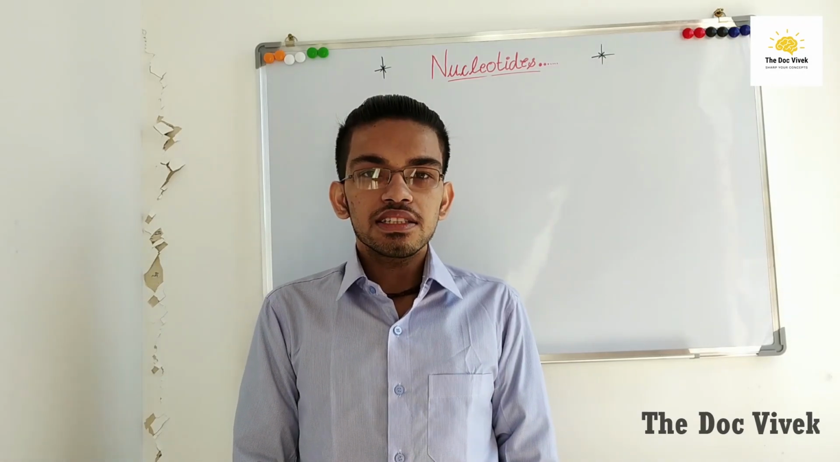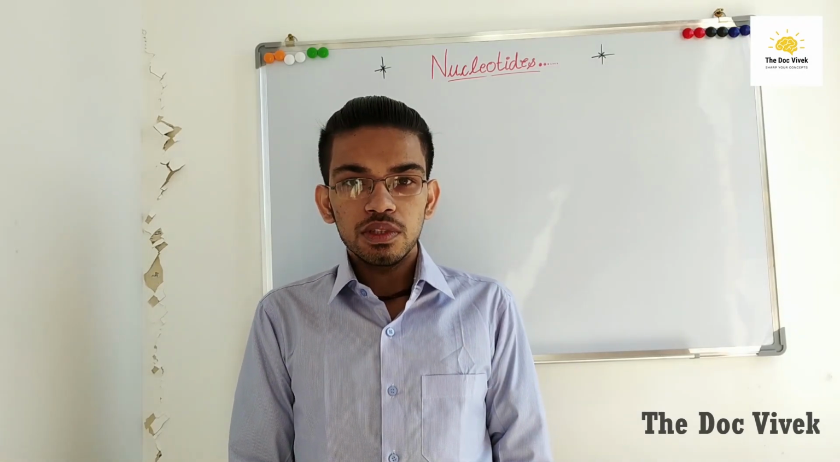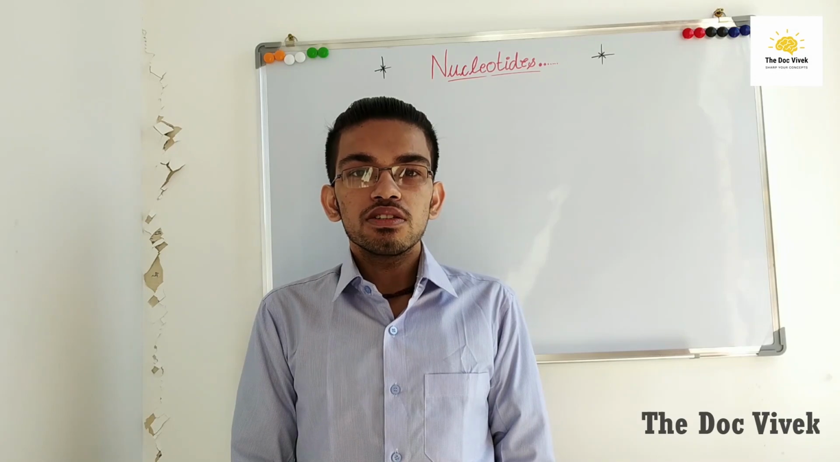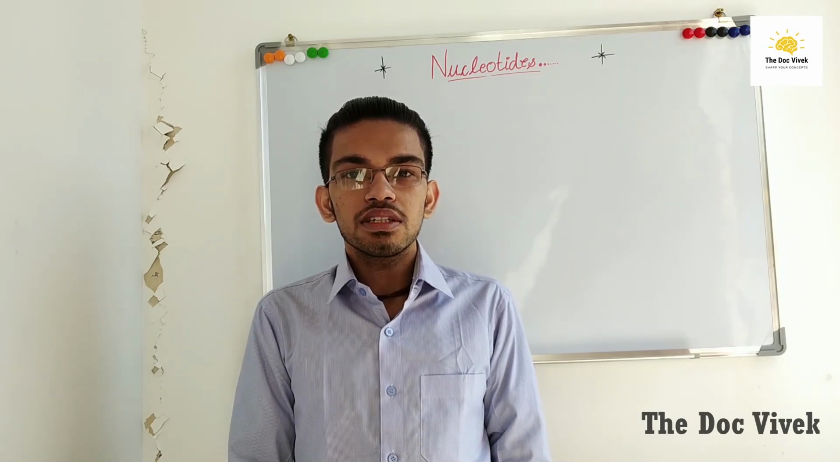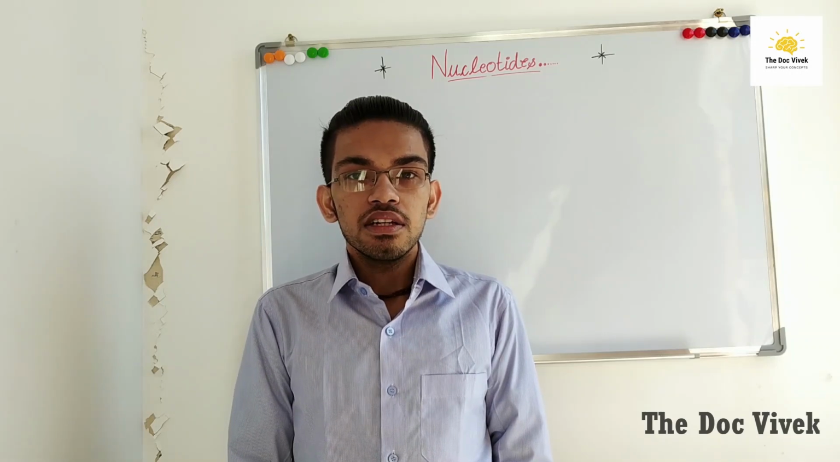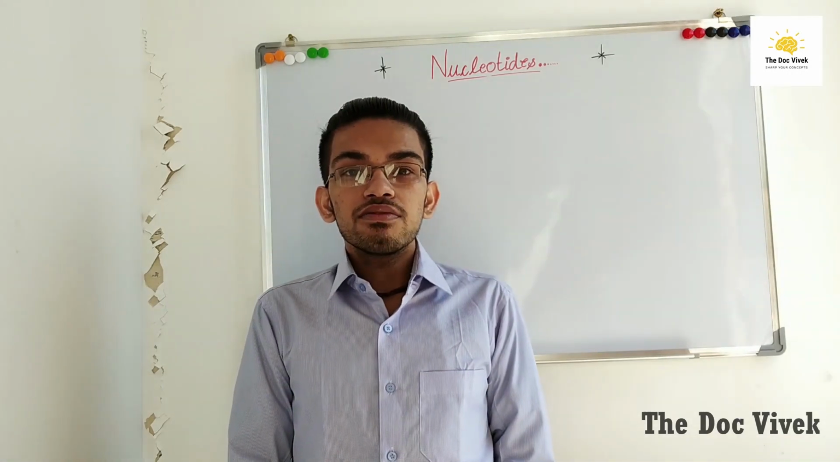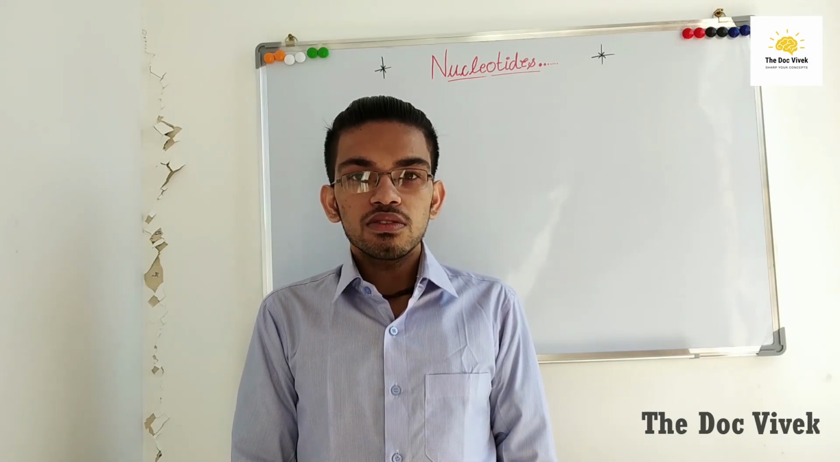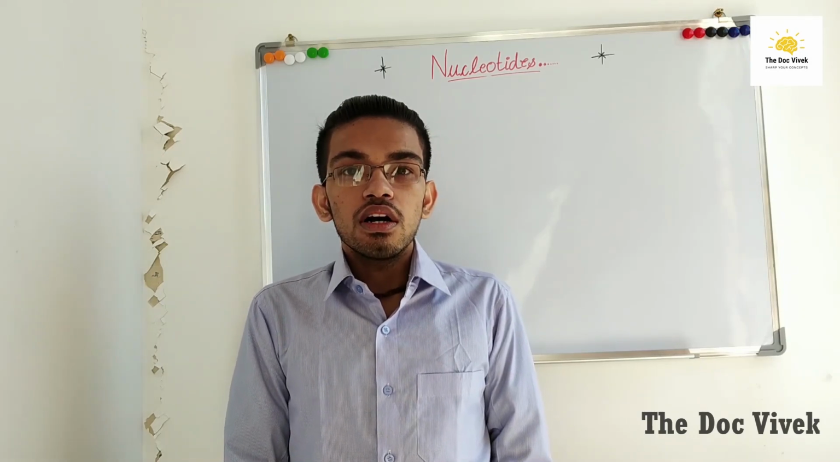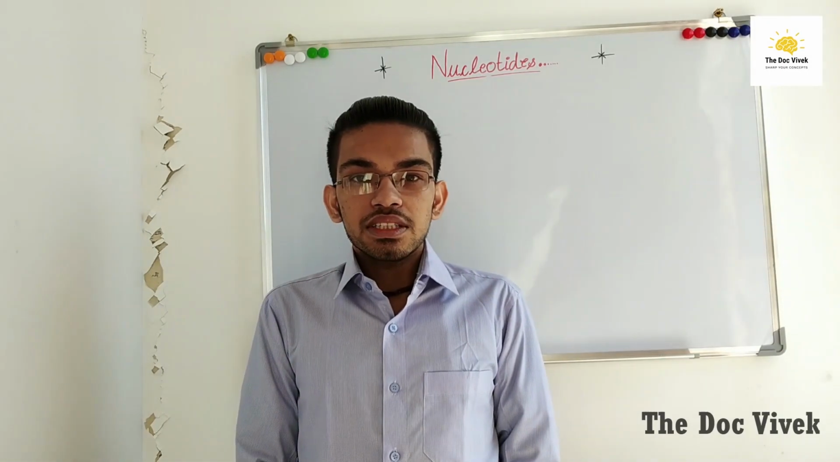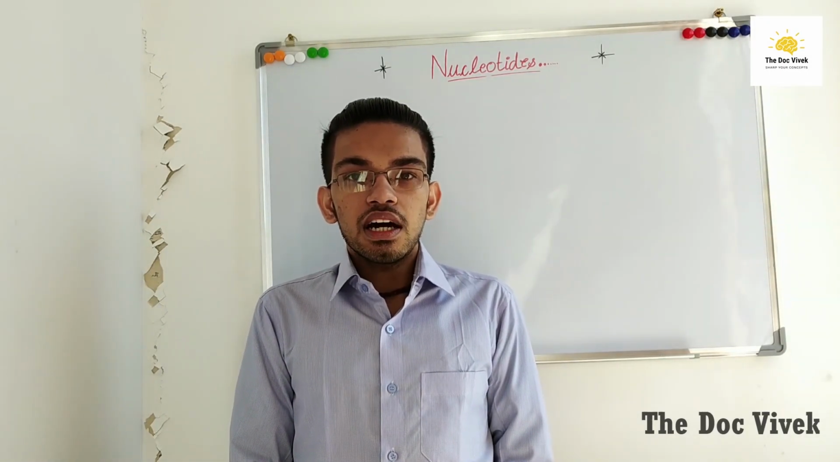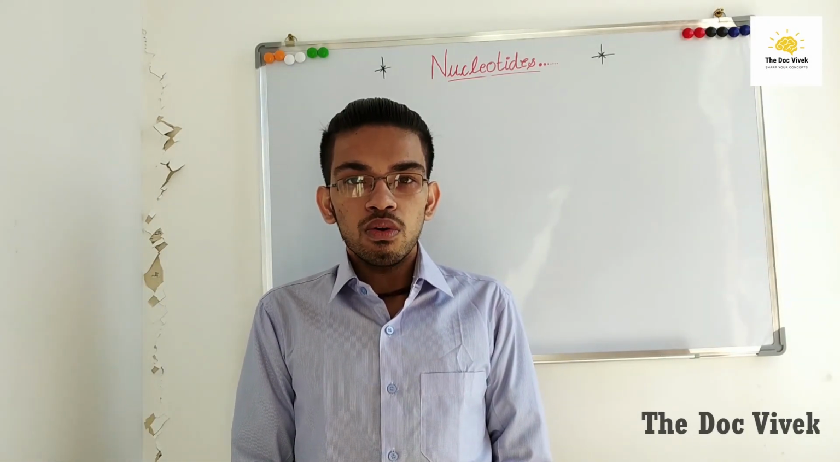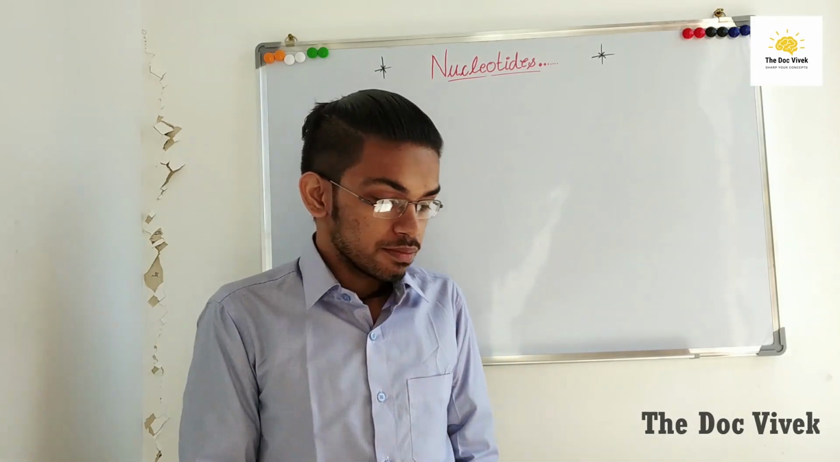Firstly, the question arises, what are nucleotides? Nucleotides are the smallest units which, when polymerized, form a nucleic acid. So here we are just going to discuss only nucleotides, not nucleic acids. So let's try to understand what nucleotides are and how many types there are and all the things about nucleotides.